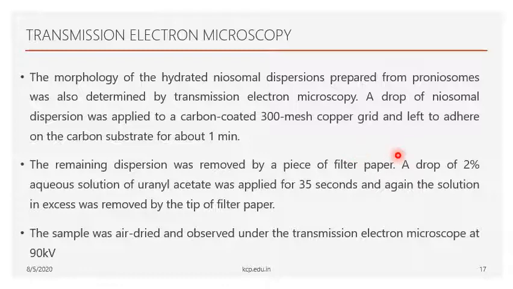After removing the excess solution, you should add a 2% aqueous solution of uranyl acetate for 35 seconds. After adding the uranyl acetate, again you should remove the excess solution spilled from the grid. After removing it, the grid was well air dried and observed under the transmission electron microscope at 19 kilowatts. So this is the transmission electron microscopic procedure to determine the morphological characteristics of the niosomal dispersion.